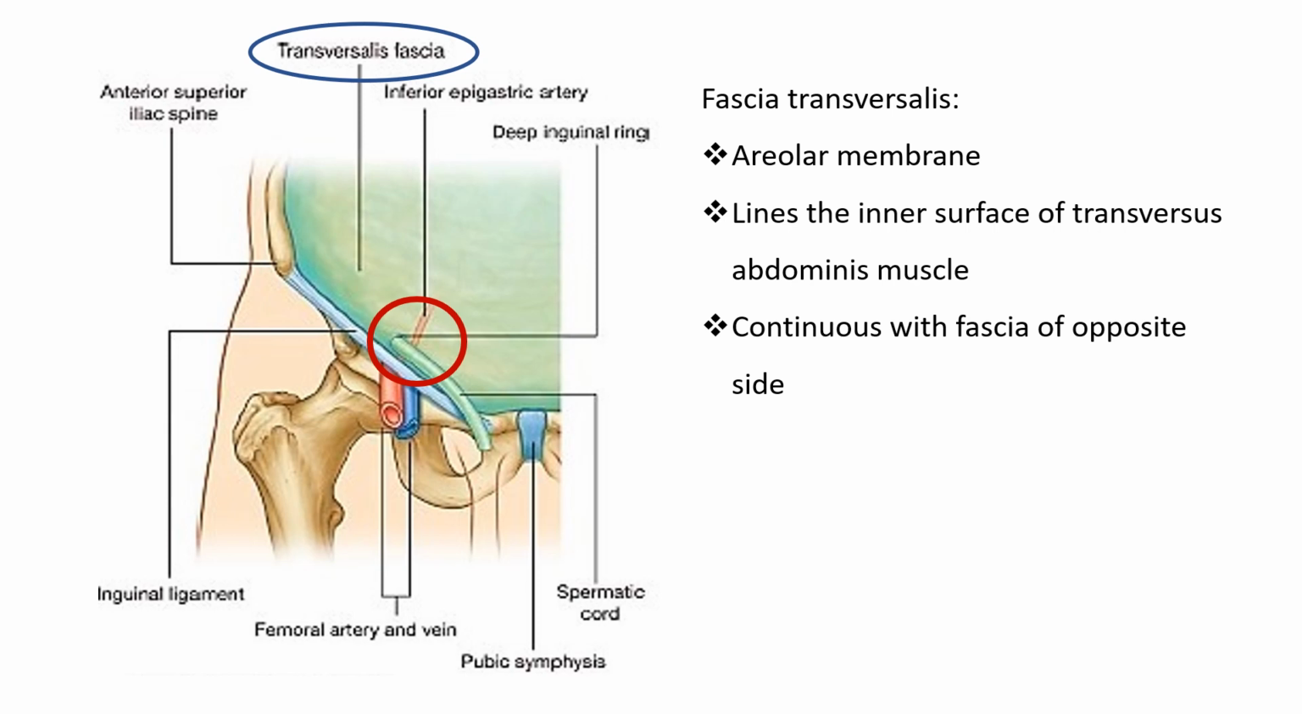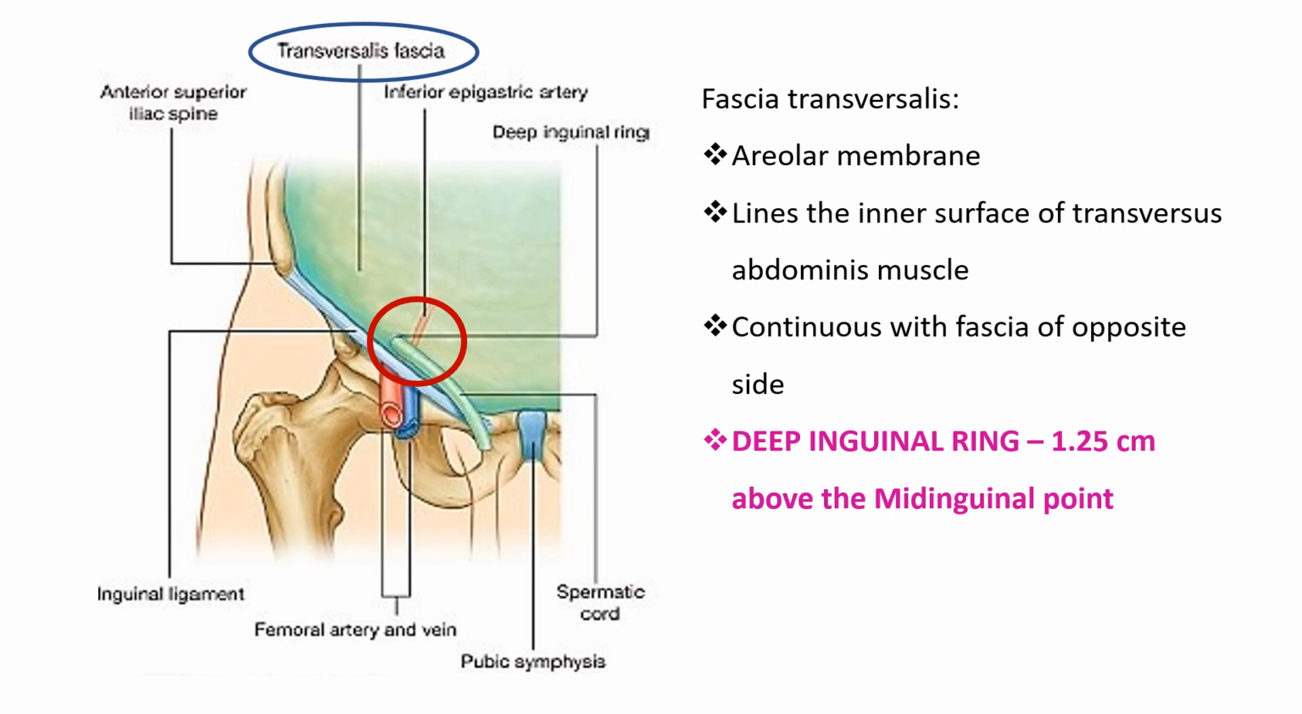Now, this fascia transversalis has a special feature. It has a defect, and the defect's name is the deep inguinal ring. Like how you saw there was a superficial inguinal ring, that was a proper triangular gap that you appreciated in the external oblique aponeurosis. This is the deep inguinal ring, which is a defect of this membrane. And this is situated 1.25 centimeter above the mid-inguinal point.